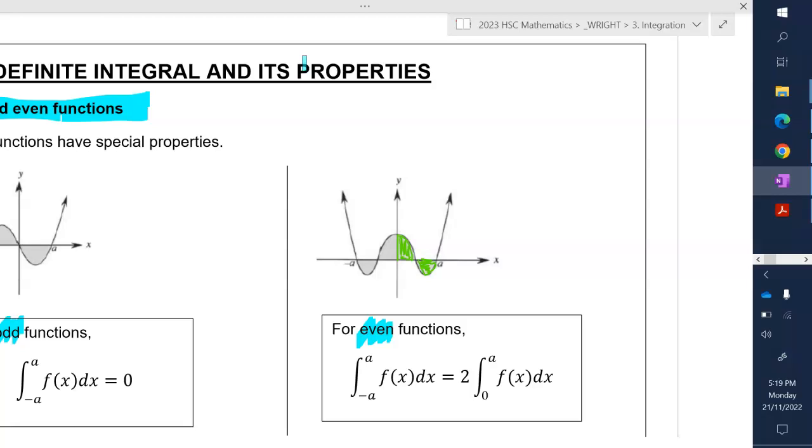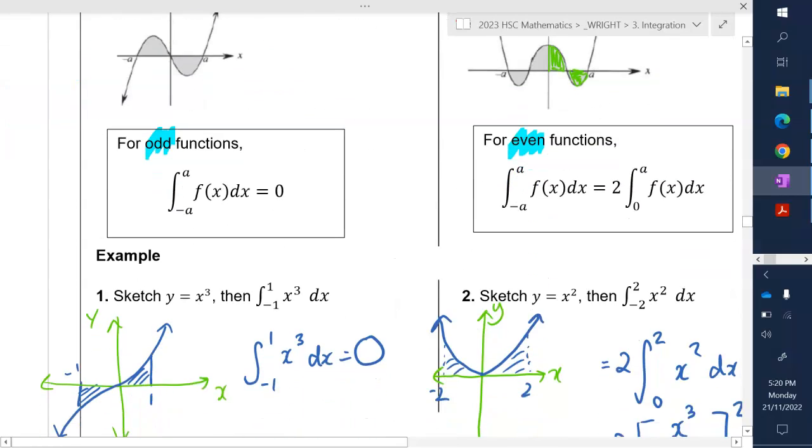So if we're integrating this function between a and minus a, what we could say we would have, it's just going to be 2 times our function between a and 0 because we have an even function. So what's on the left side of our y-axis is going to be the same as what's on the right side. So that's another important rule that we may find quite handy.